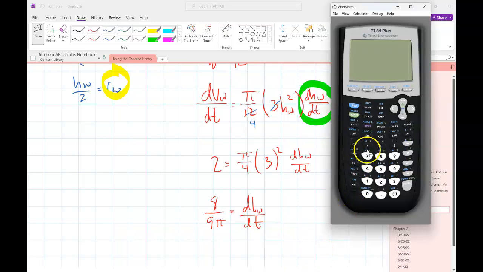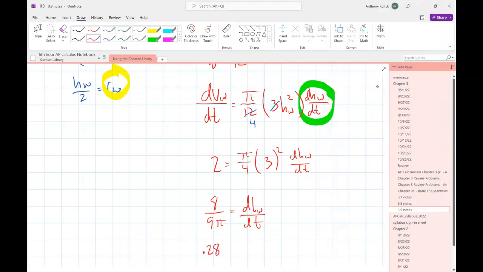If I type that into my calculator, let's do it the smart way this time. I have to muck around with a bunch of parentheses. I get 0.28-ish. That's the same as saying 2 divided by 5 over 4. It is. And I think my units were meters per minute. Is everybody okay there? All right.